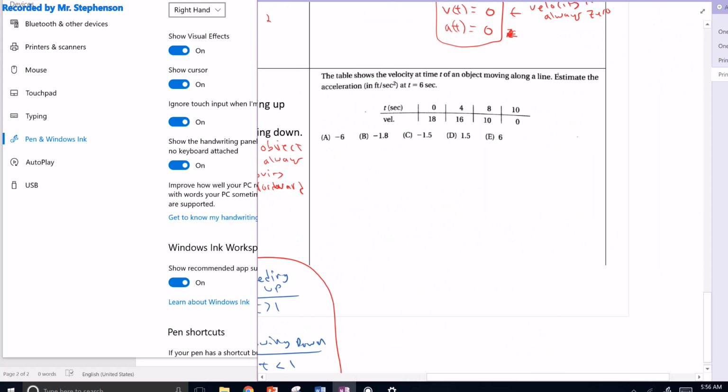Last one, we want to estimate the acceleration at t equals 6. So to estimate the acceleration, we're going to use the average acceleration, which means we're going to find the average between the points that are closest to 6. So basically, we're going to say v of 8 minus v of 4 over 8 minus 4, right? This is going to be the average acceleration. And this is 10 minus 16 over 4, which is negative 6 over 4, which is negative 3 halves, which is that guy right there.